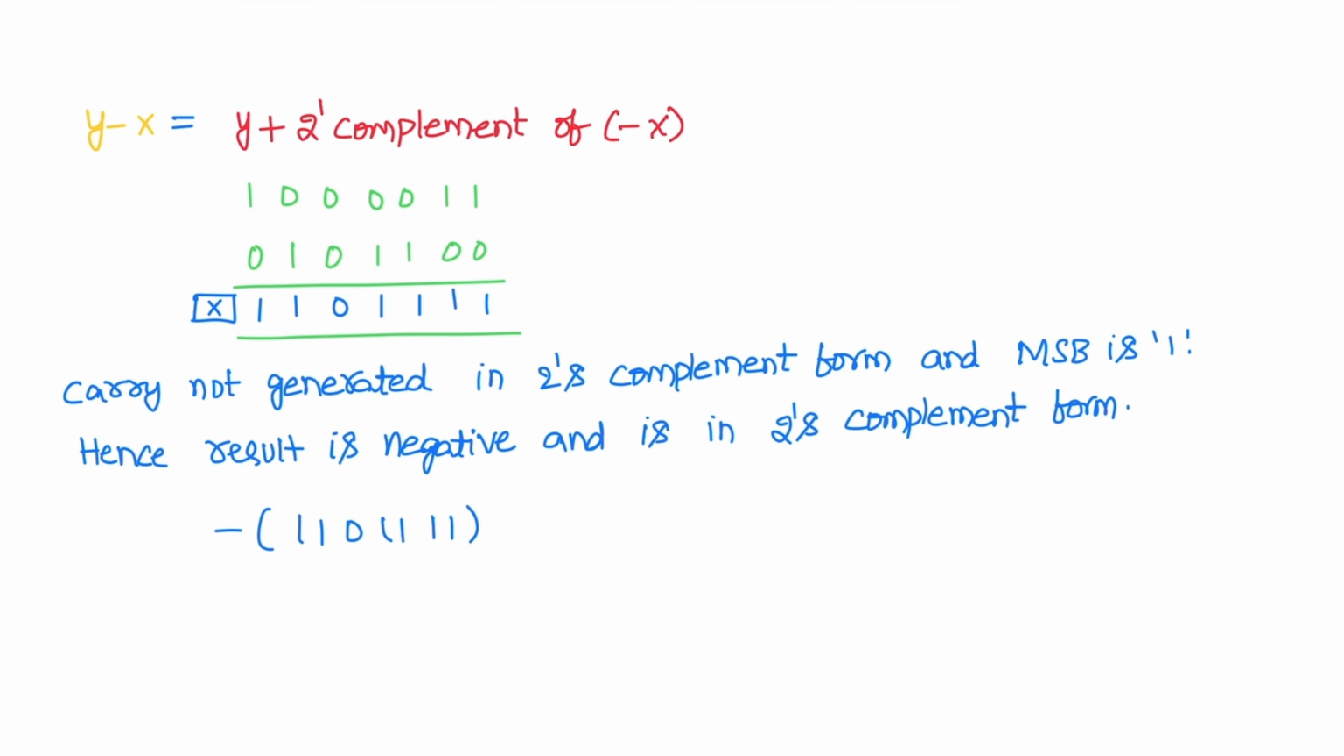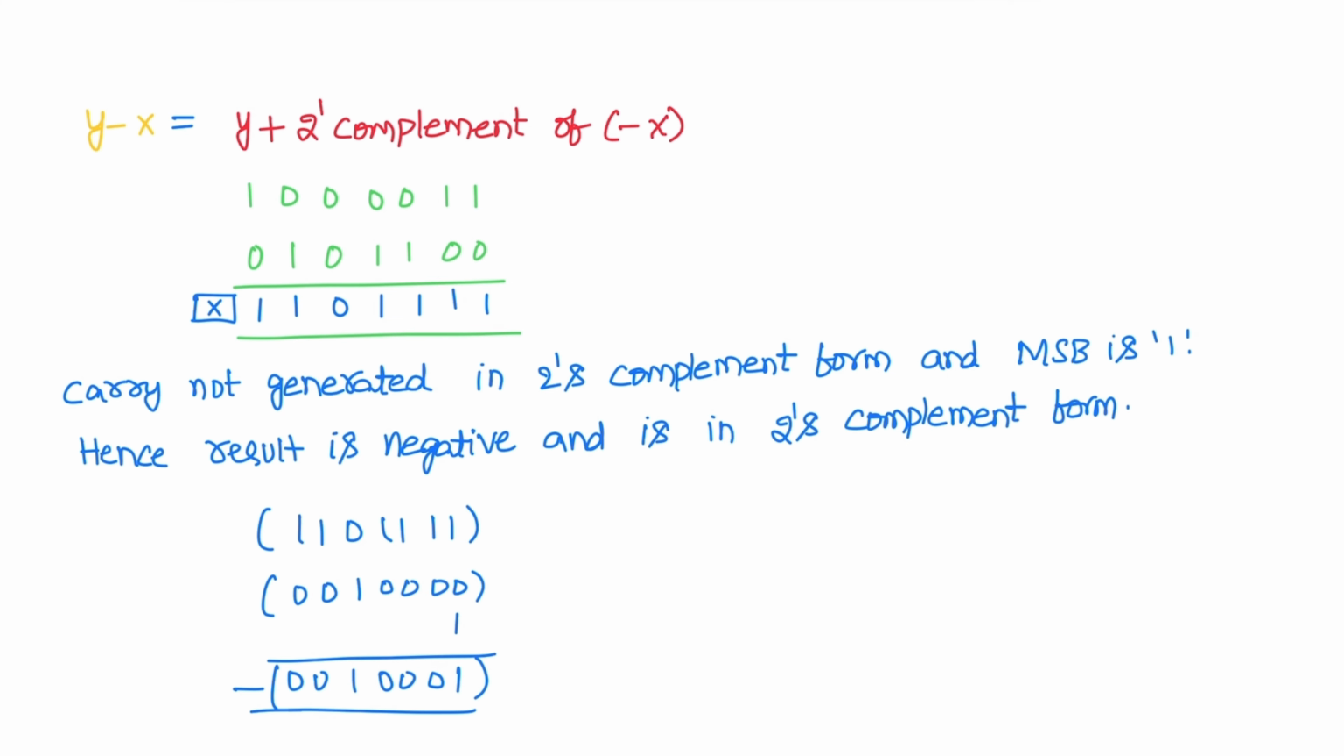For this, the 2's complement is found by initially finding the 1's complement. Replace 1 with 0 and 0 with 1: double 0 1 double 0 double 1, and add plus 1, that is double 0 1 double 0 0 1. The result is negative and is in 2's complement form.